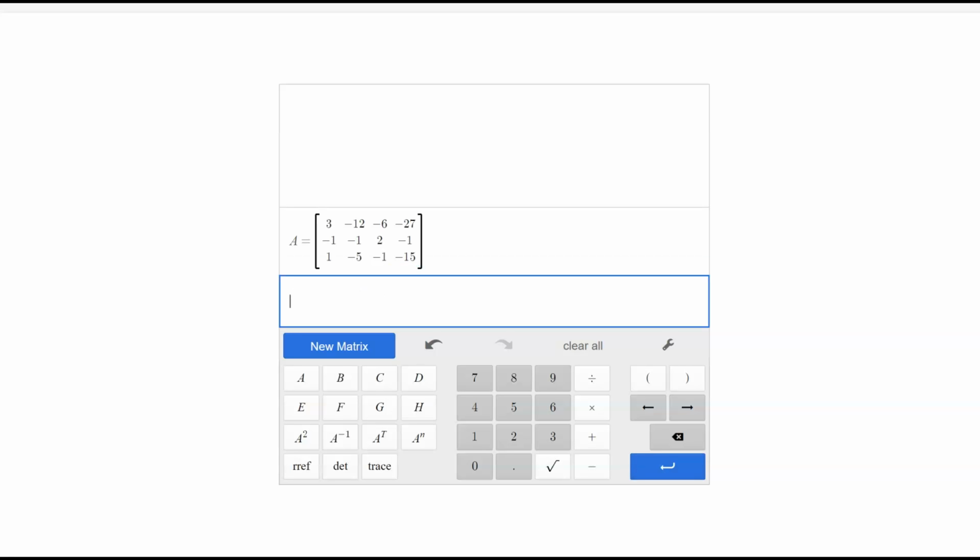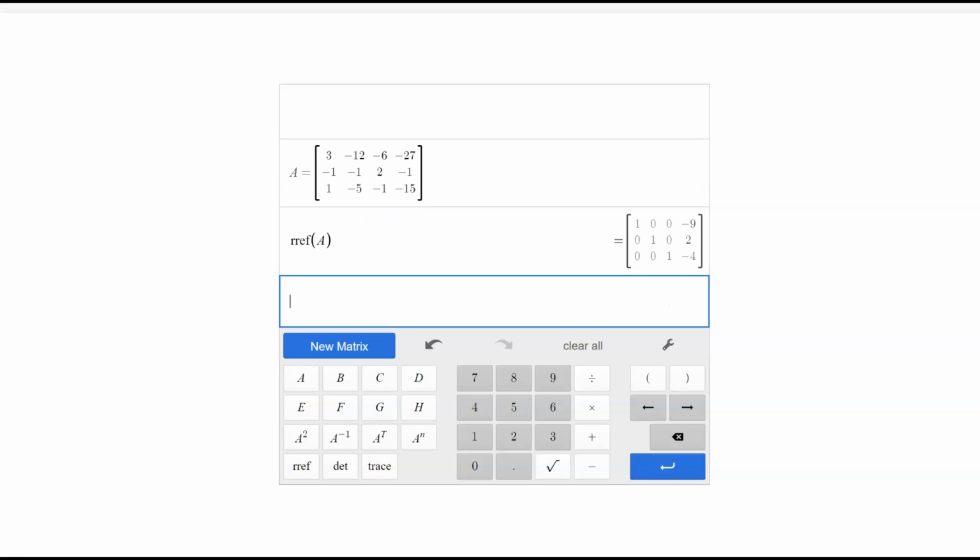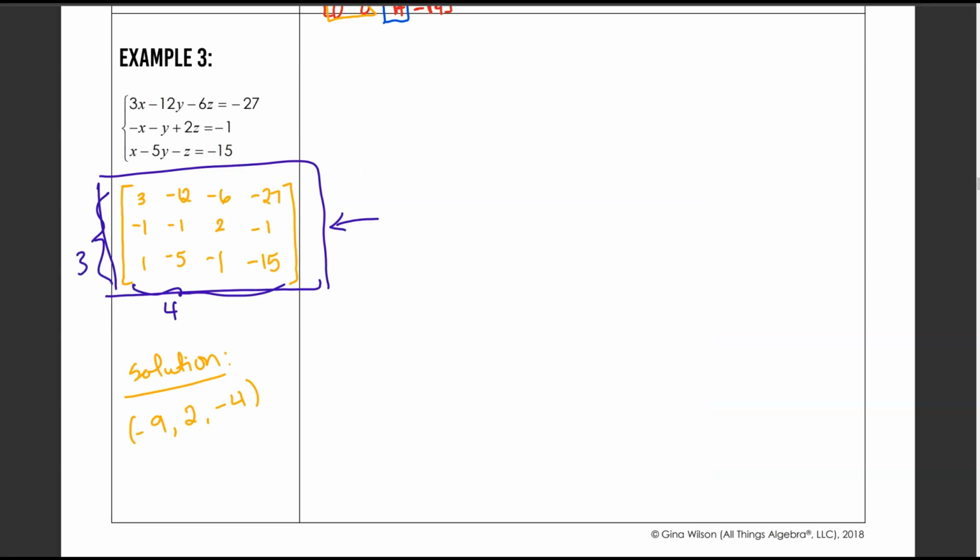So what I want you to notice is down here, notice how it says RREF. This stands for row reduced echelon form. That's what RREF stands for, and that's exactly what we want. So we're going to do row reduced echelon form, and then we're going to tie in our matrix A. We're going to close this off and enter, and there's our solution. Notice it's already created that identity matrix for us on the left-hand side, and then we got -9, 2, and -4. And that leads to our solution here.